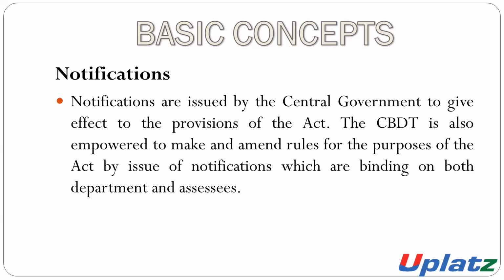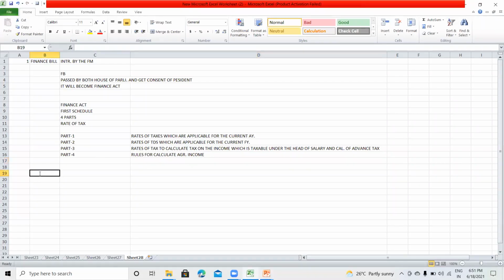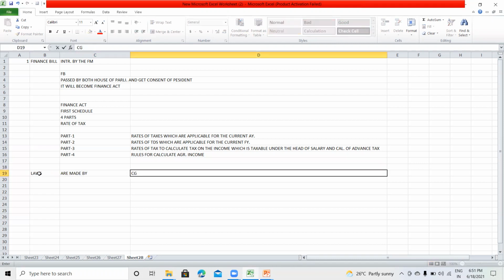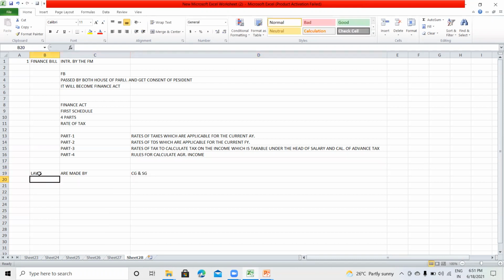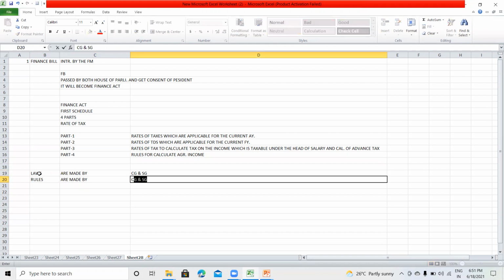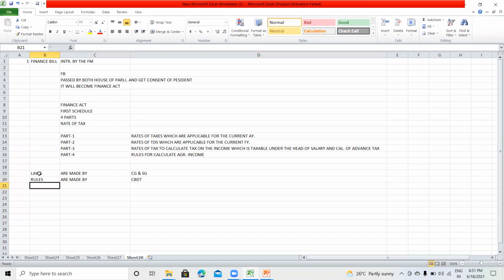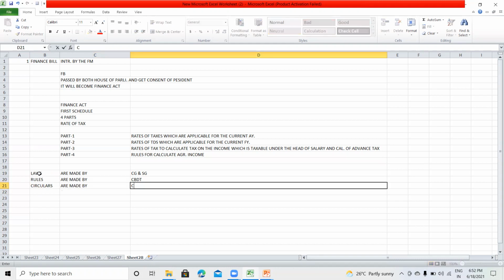Laws are made by the central government and the state government. Rules are made by the CBDT. Circulars are made by the CBDT.